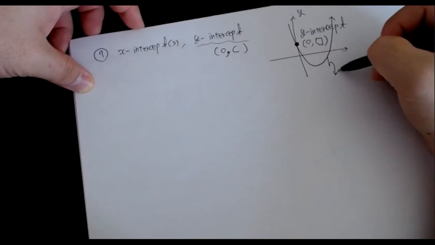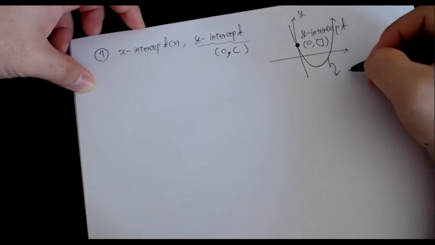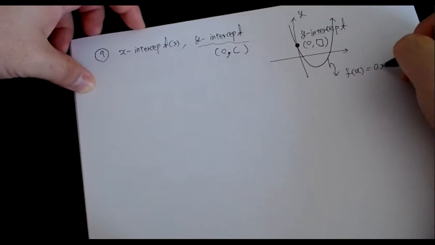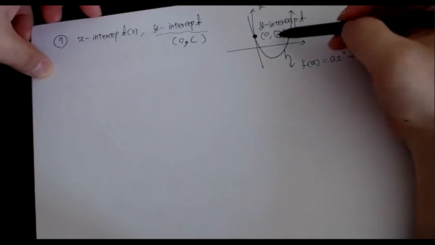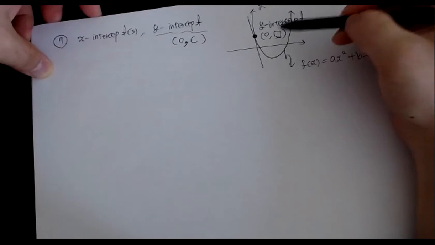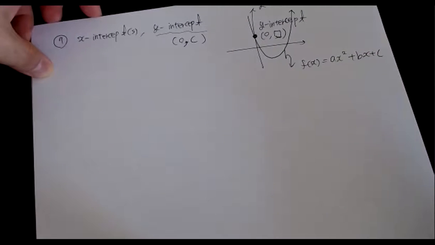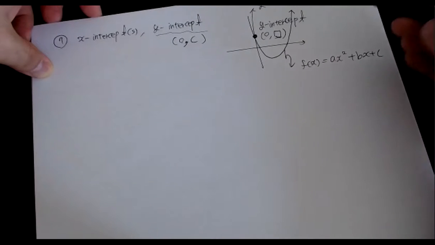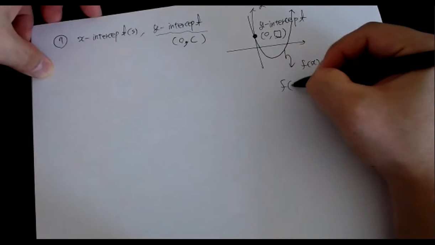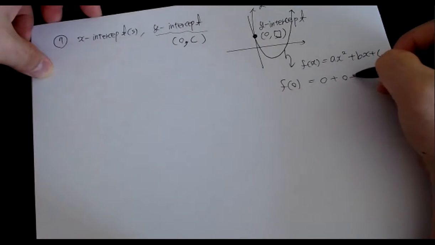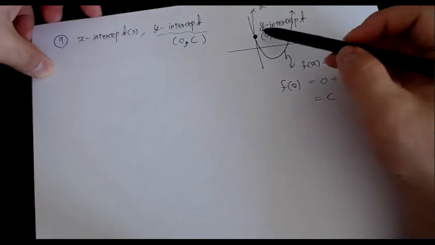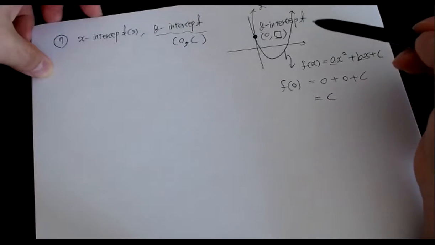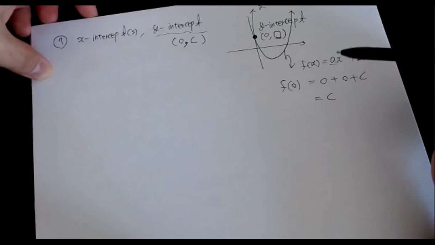Let's say the equation of that graph is f of x equals ax squared plus bx plus c. To figure out the y-coordinate corresponding to x-coordinate 0, what are you going to do? We plug 0 into x. f of 0 is 0 plus 0 plus c, which is c. So no matter what a and b are, the ordered pair of the y-intercept must be 0, c, always. Keep this in mind.